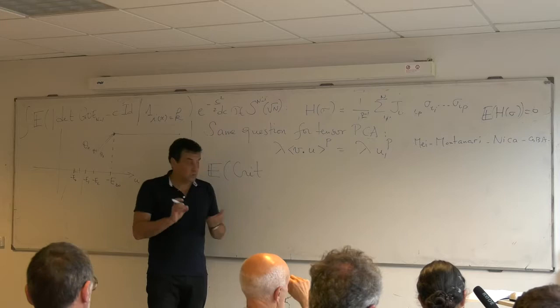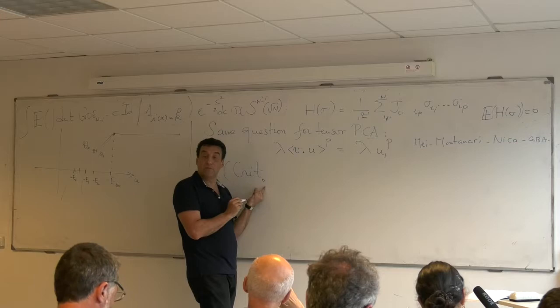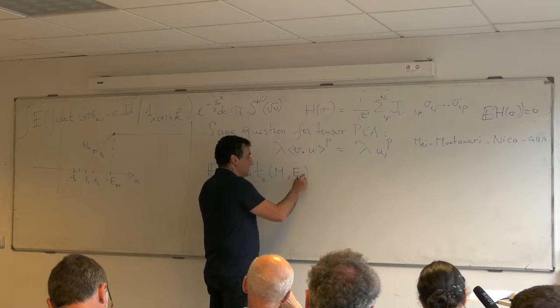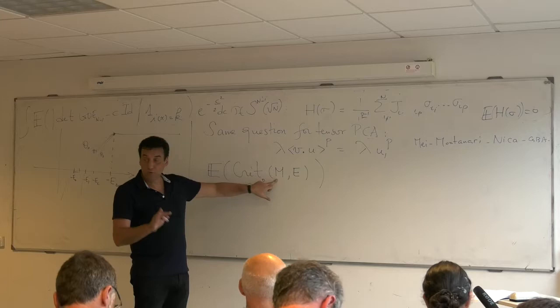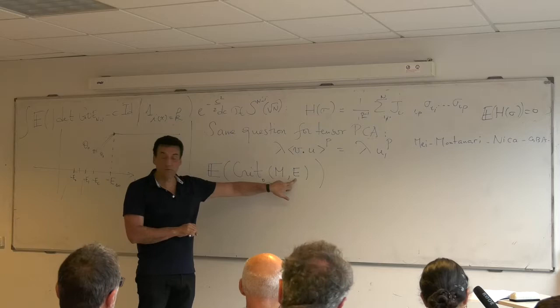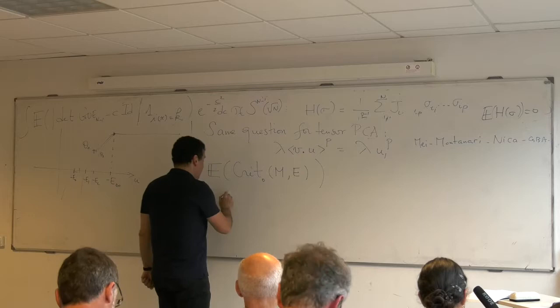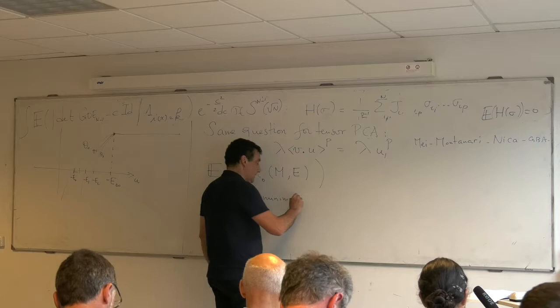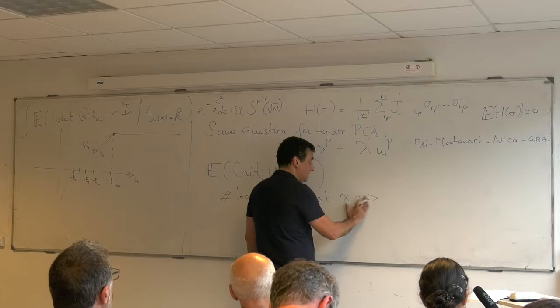We computed this. Let's say Crit 0, the number of local minima, critical points of index k, M and E, that's our notation. So let me explain what that is. This means the number of critical points whose latitude is in M and whose value is in E. All right? So this is the number of local minima x such that x inner product with x, so such that x1, the first coordinate, is in M, and that f of x is in E.